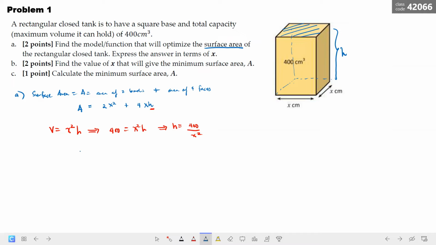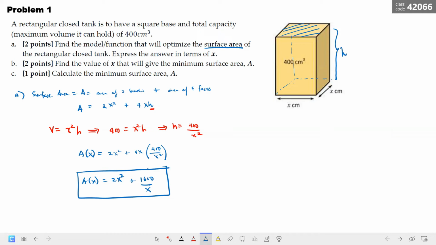Going back to our function, we can express it as A of x to denote that it is expressed in terms of the variable x. We have 2x squared plus 4 times x multiplied by h, which is now equal to 400 over x squared. Simplifying further, A of x equals 2x squared plus 1,600 all over x. That is the function that will optimize the surface area of the rectangular closed tank.